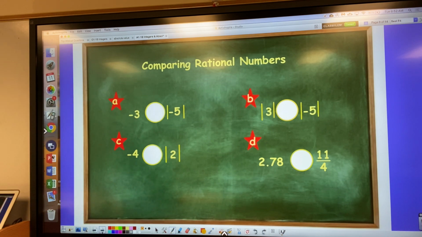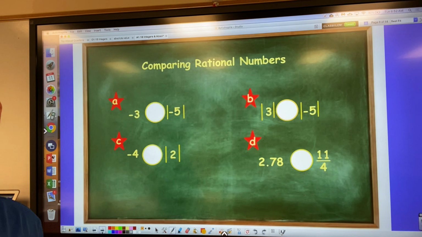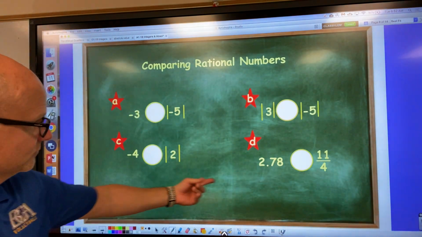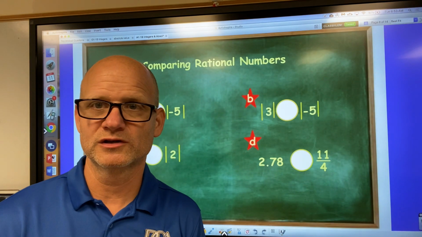The last thing I want you to do, class, is write down these problems, A, B, C, D, E. And again, let's compare. Some of them have absolute values in there, and some of them have some rational numbers, and some just have integers. So let's just compare the real number system.